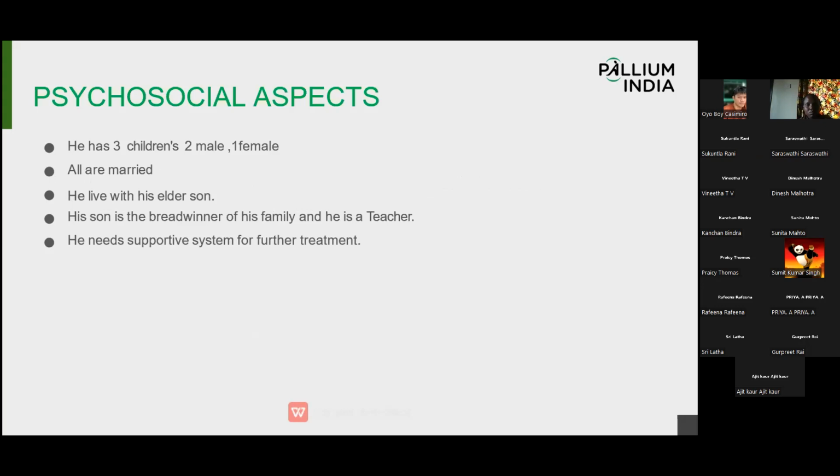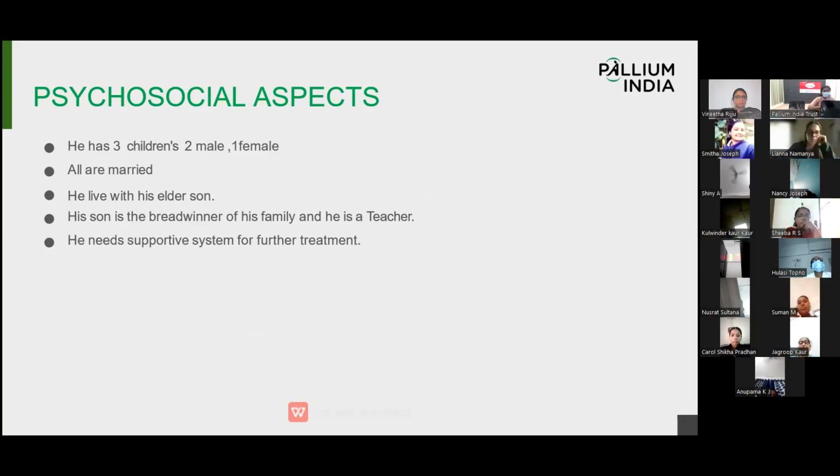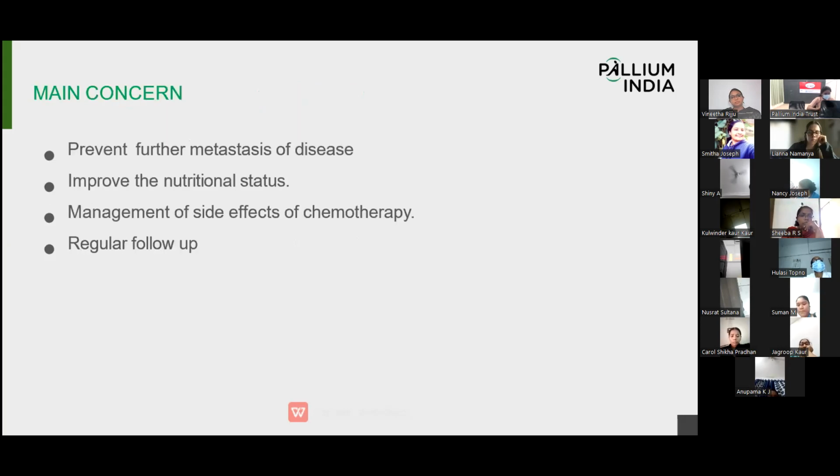Psychosocial aspects. He has 3 children, 2 male, 1 female. All are married. He lives with his elder son. His son is the breadwinner of the family and he is a teacher. He needs a supportive system for further treatment. Main concerns: prevent further metastasis of disease, improve the nutritional status, management of side effects of chemotherapy, regular follow-up.